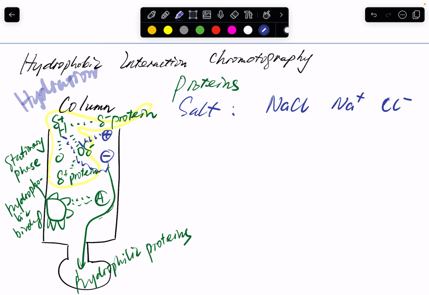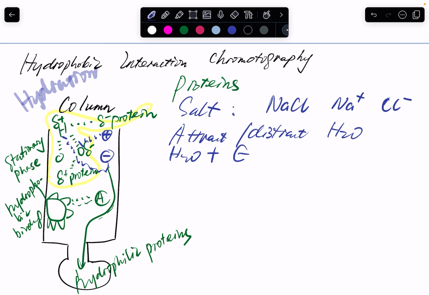So this is how salt can attract, or we can say distract, water, so that water binds to these cations and anions and the hydrophobic proteins are free. Now they're free to bind to the hydrophobic stationary phase, so that the hydrophilic ones can be eluted out first, as you see here. I put a hydrophilic protein eluting out. So this is how this works.